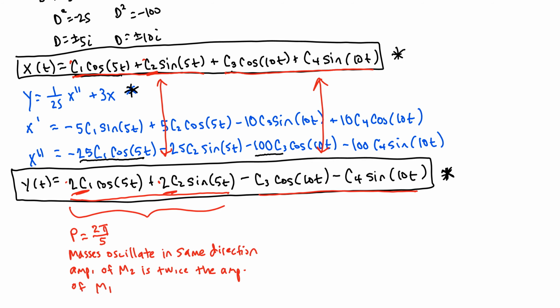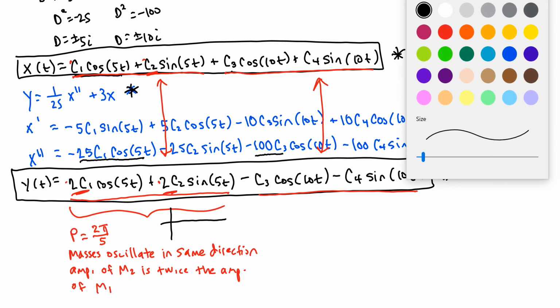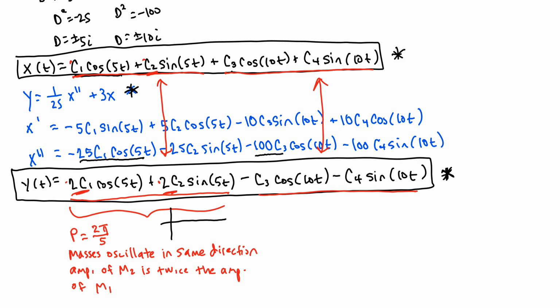Again, we could condense those into a single cosine wave, and what we would see is at some point in their oscillation, with a period of 2 pi over 5, we end up with something like this. So mass 1 following a cosine wave would have amplitude half that of mass 2. But notice they would pass through their equilibrium at the same time. And again, the period here is 2 pi over 5.